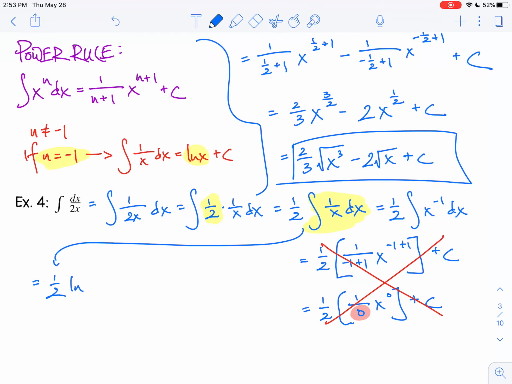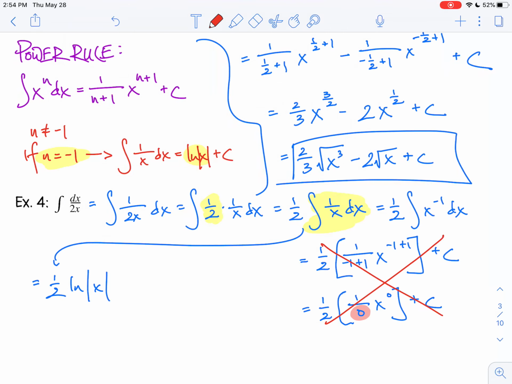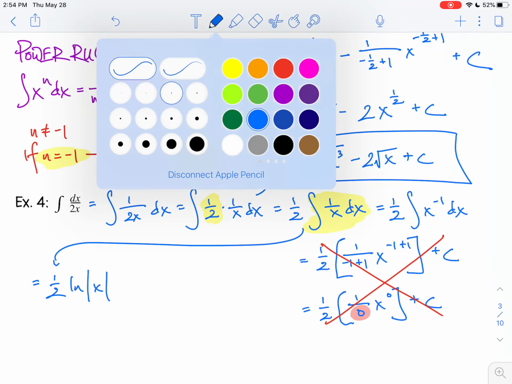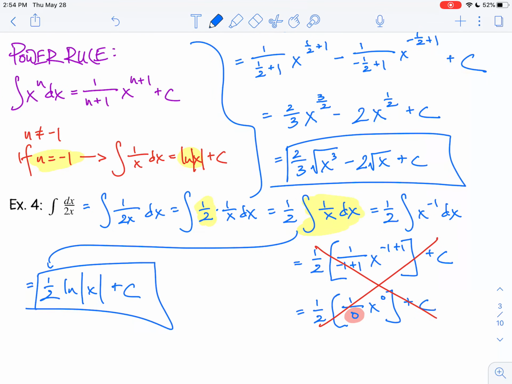And let's make sure that we put in the absolute value, okay? I forgot to put that in before, but it is natural log of the absolute value of x, because we want to make sure that the number we put in is in the domain of our function. So 1/2 natural log of the absolute value of x, and don't forget, whoops, your plus c here. And that is our answer for number 4. Okay.